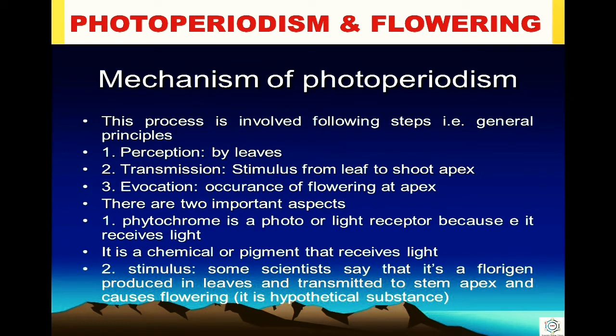The mechanism of photoperiodism involves the following steps: general principle, perception, transmission, evocation, etc. In evocation, there are two important aspects in photoperiodism, that is phytochrome, which is a photo or light receptor, and the second is the stimulus.